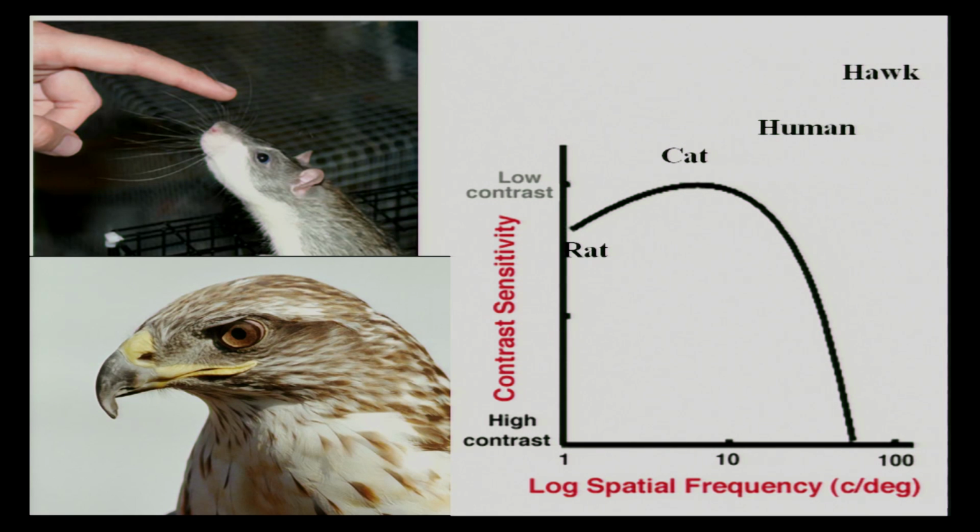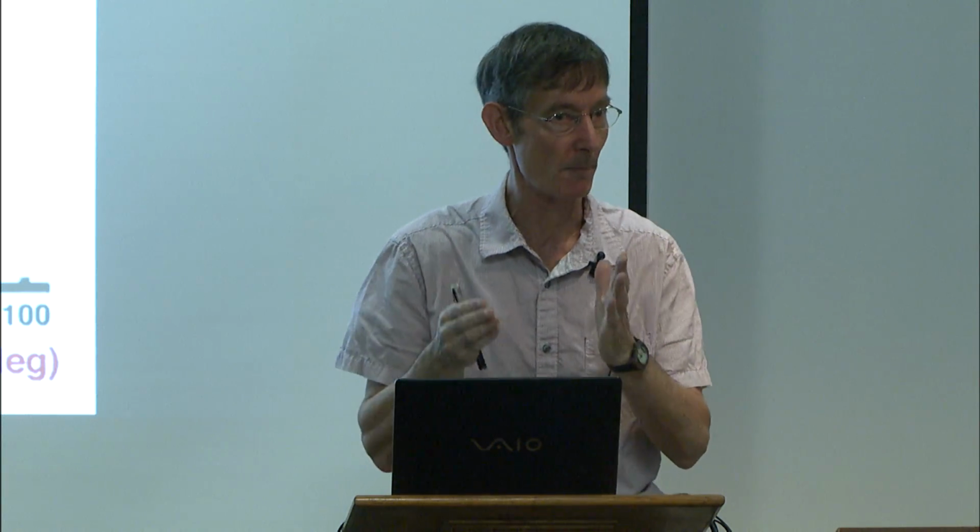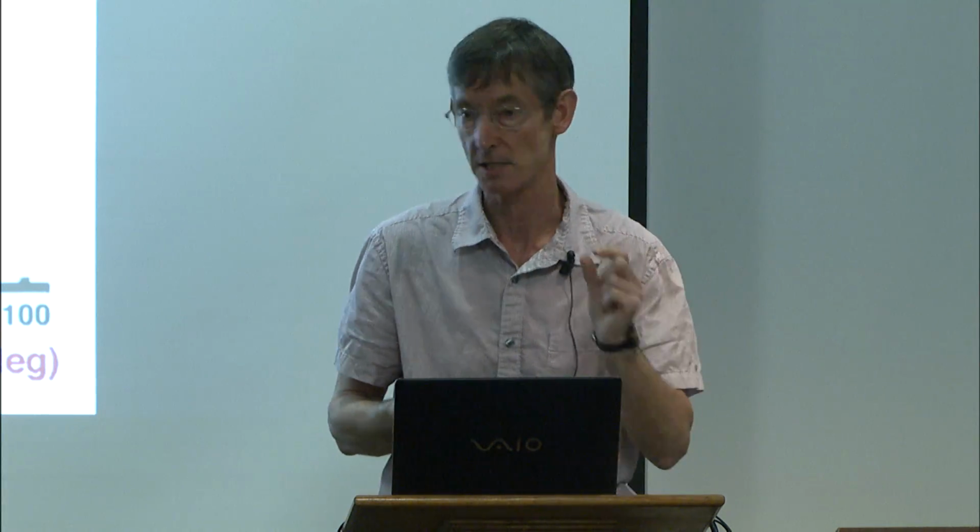The raptors, who are hunting, flying along, looking for small animals scurrying around on the ground, they can see up to 100 cycles per degree. And part of the reason for these specializations is that the hawks, for example, have really big eyes. They have really small photoreceptors that are packed into their fovea, and actually they have some optical specializations that make the light actually even more focused than in our eyes.